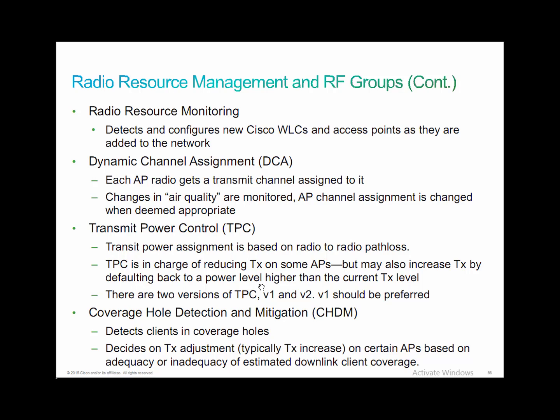There's a feature within the controller that provides that, and that's the second bullet point that we see on this slide here, DCA, Dynamic Channel Assignment. Each AP radio gets a transmit channel assigned to it that changes if there are changes in air quality, whether there's interference on the channel, whether from non-802.11 interferers or even other 802.11 interferers. The level of network performance and, I guess I'll say, unnecessary noise in the wireless environment is also directly attributed to the transmit power levels of the AP.